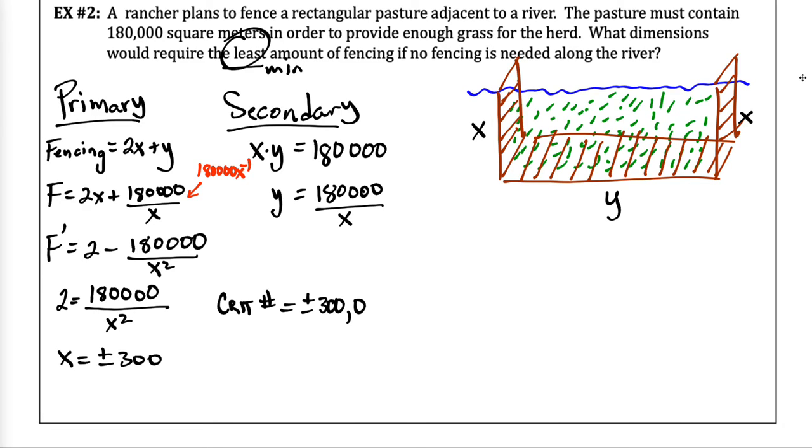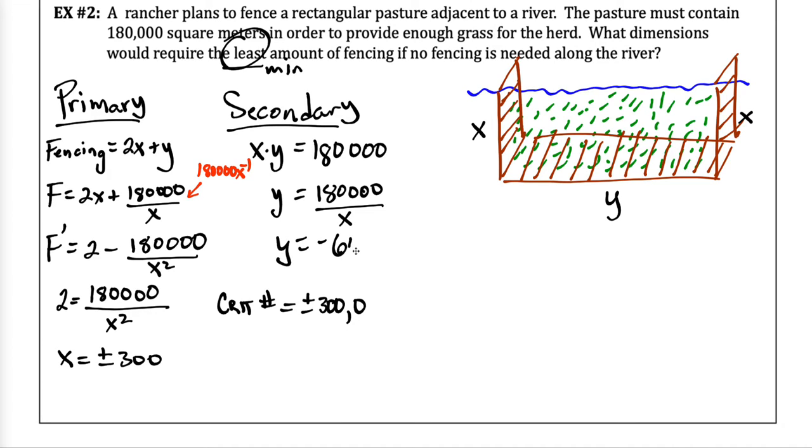Would it be easier to explain why I wrote down critical numbers as plus and minus 300 and 0? Do you plug it back into the secondary equation? The second part of the secondary equation. Okay, what would that find you? I would find you y. All right, 180,000 divided by negative 300 would give us negative 6,000?